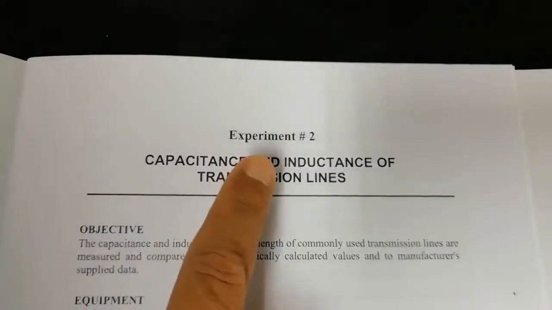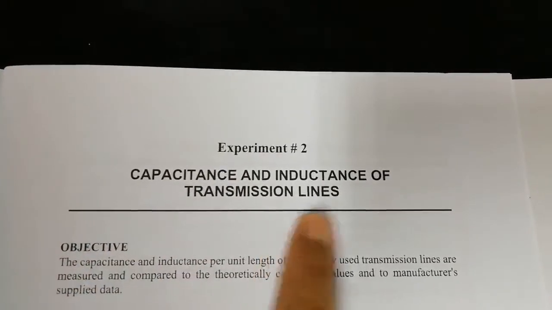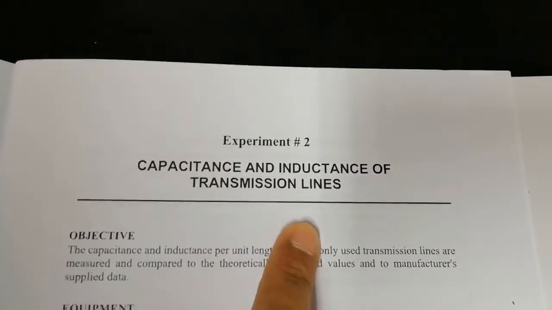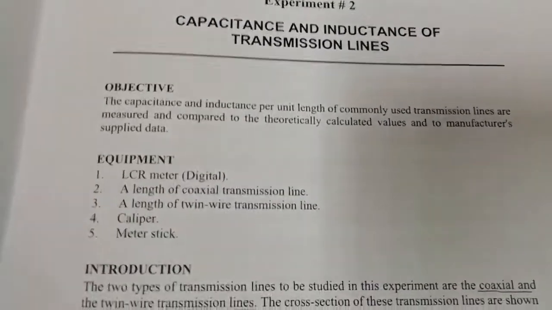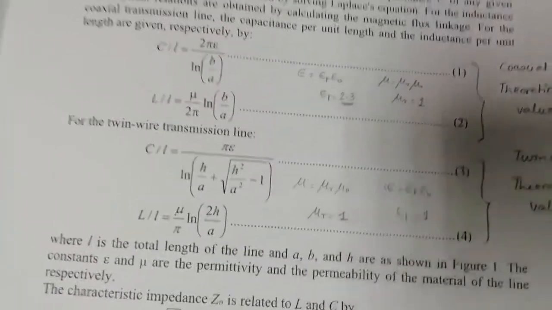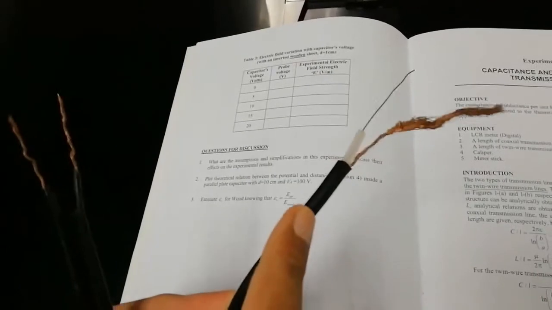So today we are going to do experiment 2, which is capacitance and inductance of transmission lines. Our objective is to measure the capacitance per unit length and the inductance per unit length of two transmission lines. The first one is this one, which is the coaxial cable.